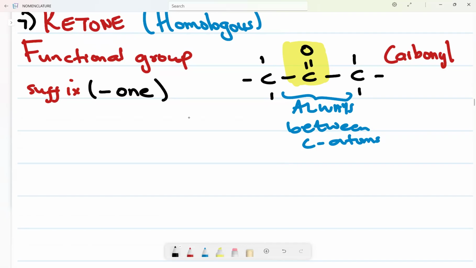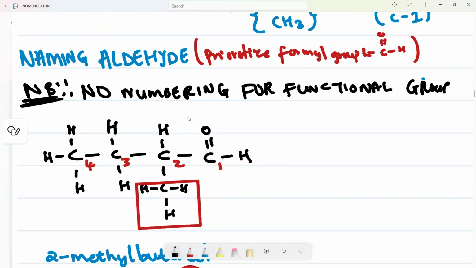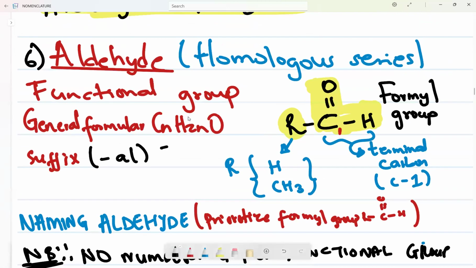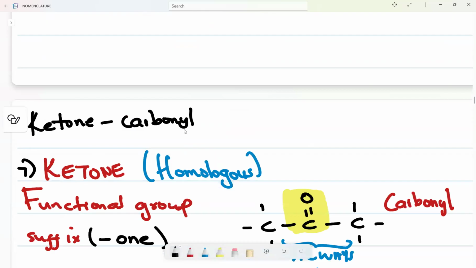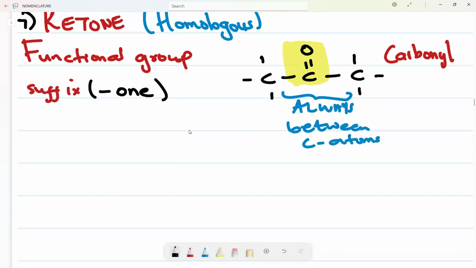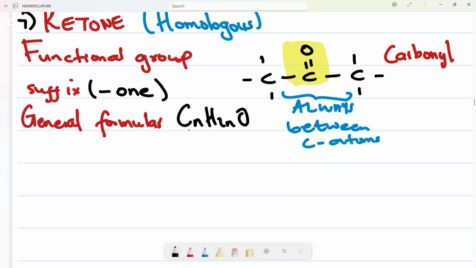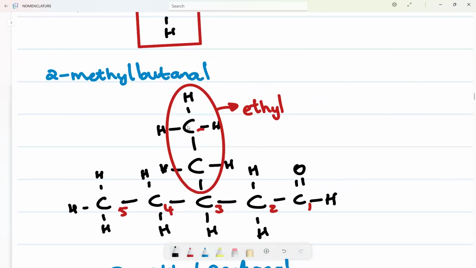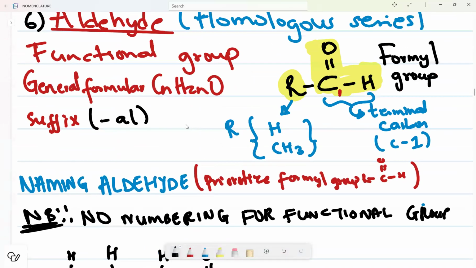The general formula, I did not forget the general formula. The general formula for aldehyde and ketone is the same. Okay? For aldehyde and ketone, the general formula is the same: CnH2nO. Now I want you to see, let's prove why we are saying the general formula is CnH2nO.